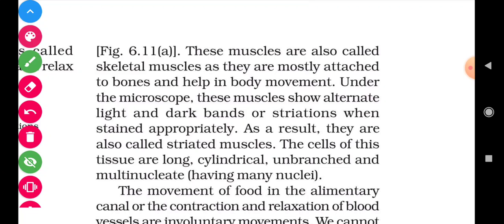So, students, muscle tissue has varying characteristics. You can write as part of the characteristics that they are called striated muscles because they are long, cylindrical, unbranched, and multinucleate, having many nuclei.